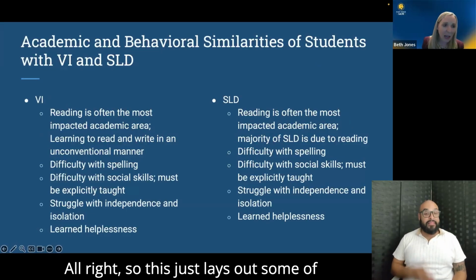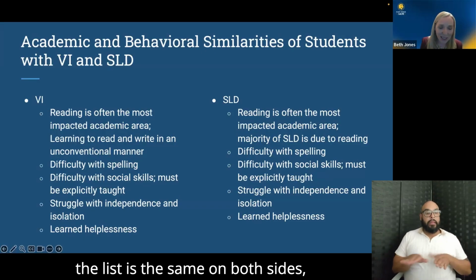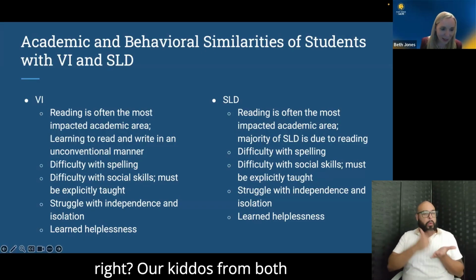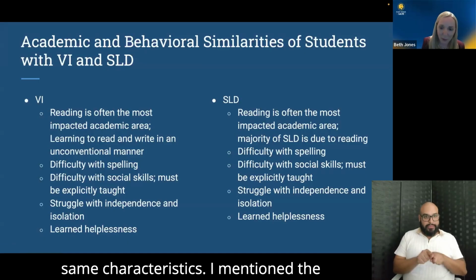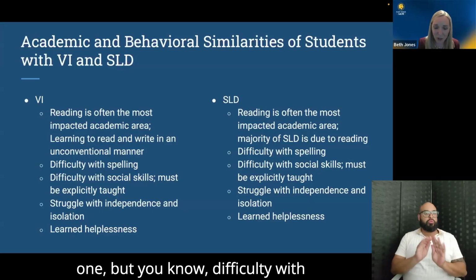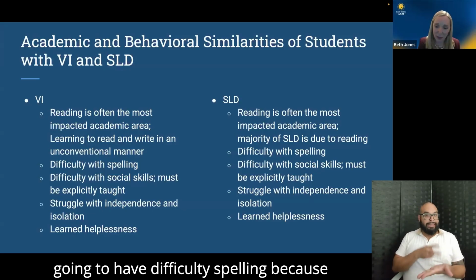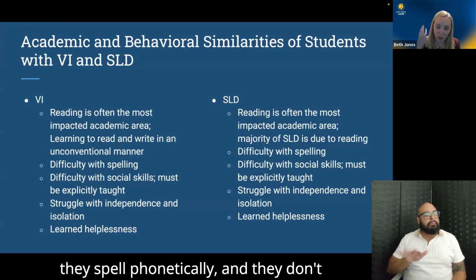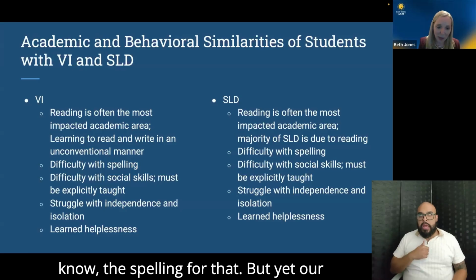All right, so this just lays out some of those commonalities that I was talking about between academic and behavior for those populations. And you'll see that the list is the same on both sides, right? Our kiddos from both populations can be exhibiting some of the same characteristics. I mentioned the reading, and that may be the most obvious one, but difficulty with spelling. A student with dyslexia is going to have difficulty spelling because they spell phonetically, and they don't have that map from the sound to the spelling.